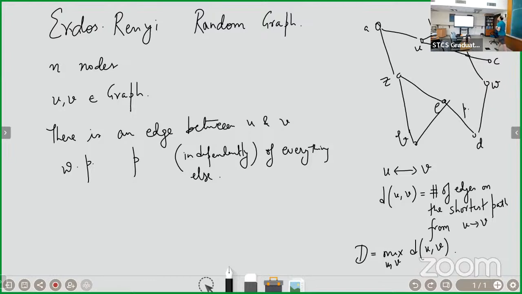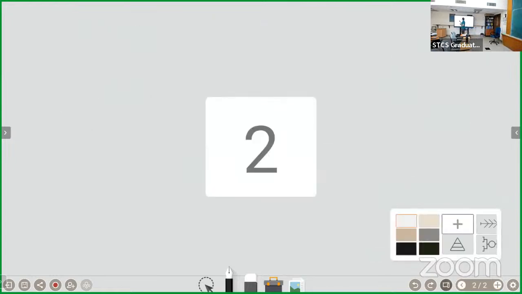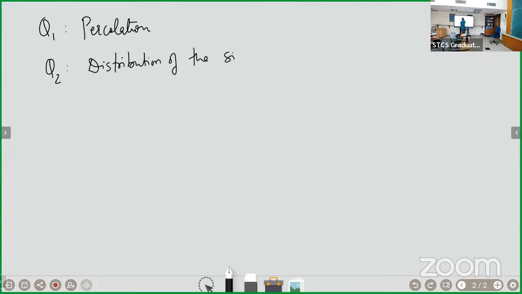These questions, even though they look very intimidating, are not that difficult to actually answer. So, question number 1, the question of percolation. Two, distribution of size of the connected component of any one vertex V.